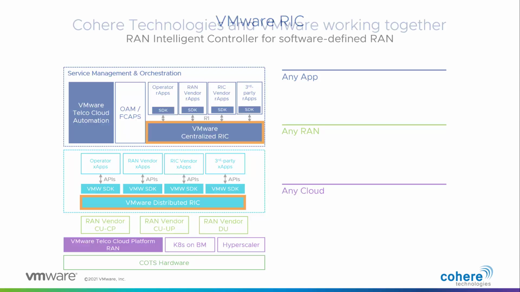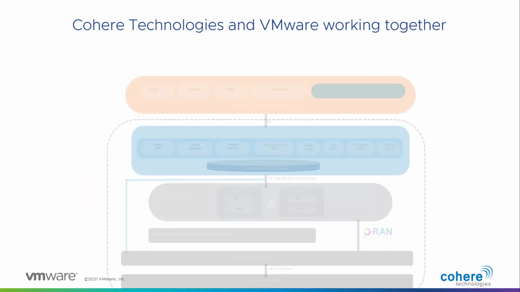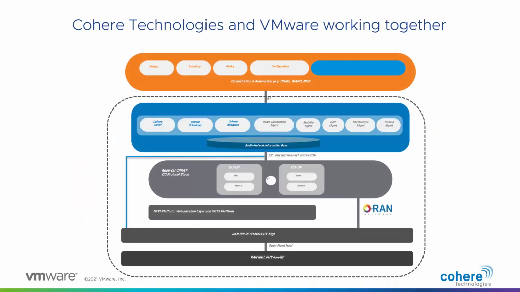Powered by the VMware RIC platform and SDK, this demo will show how Cohere's Spectrum Multiplier software enables MU-MIMO and Massive MIMO for both Frequency Division Duplex (FDD) and Time Division Duplex (TDD) networks in any band, under any mobility conditions, with any radio and any handset, while operating in the cloud.